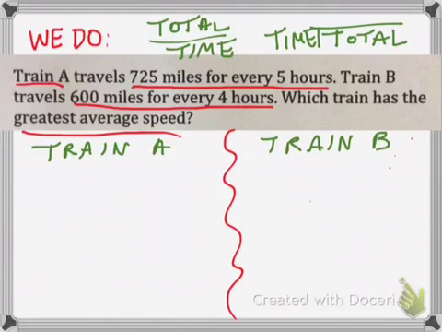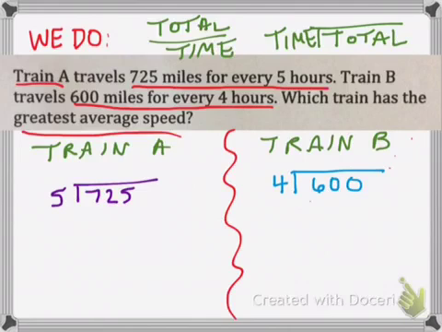So let's look at train A, 725 miles for every 5 hours. So my total is 725 miles. My time is 5 hours. That's for train A. For train B, it was 600 miles for every 4 hours. And then let's go ahead and divide.